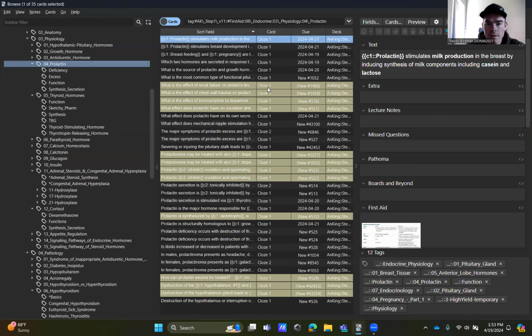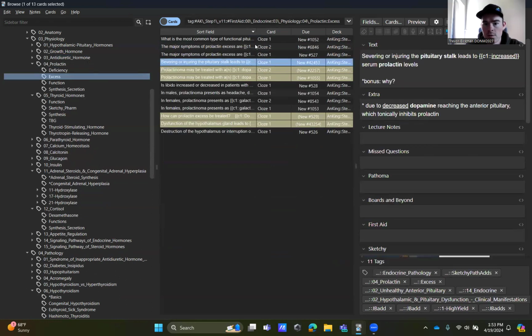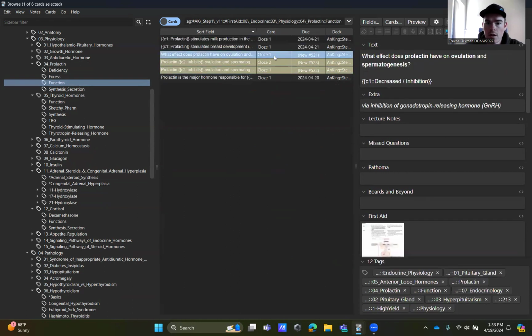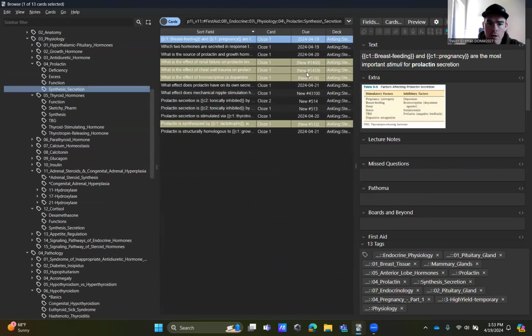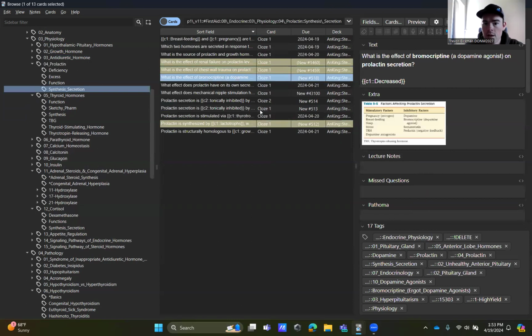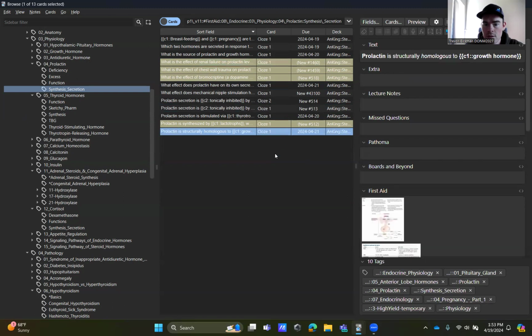And then prolactin, we got some new cards here, but we'll jump into these subsections. So in deficiency, you want the first two. Excess, you want the first four, skipping two, grabbing the next four, and then the last one. Function, you should have already had these from a previous video, but the first two and the last one. And then in synthesis and secretion, you should have already had the first three, skipping three, and then the next five, but these three new ones, and then the last card.